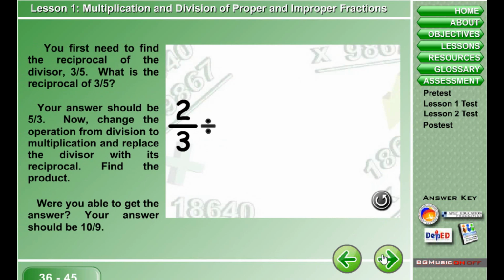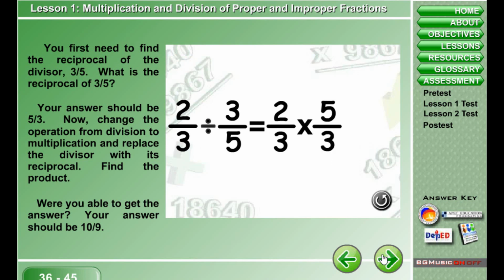You first need to find the reciprocal of the divisor, 3/5. What is the reciprocal of 3/5? Your answer should be 5/3. Now, change the operation from division to multiplication and replace the divisor with its reciprocal. Find the product. Were you able to get the answer? Your answer should be 10/9.